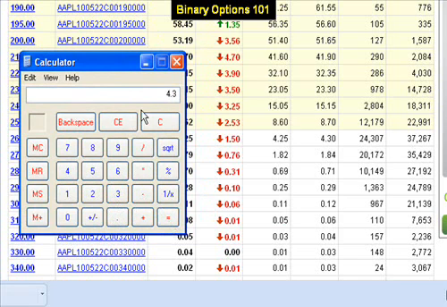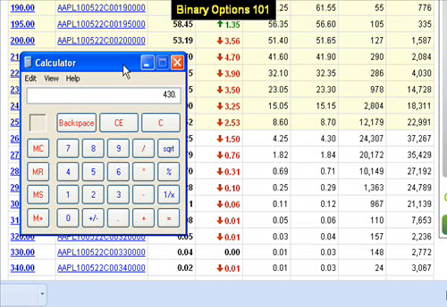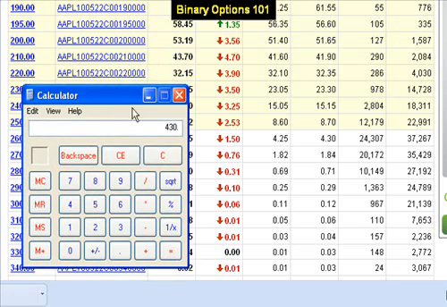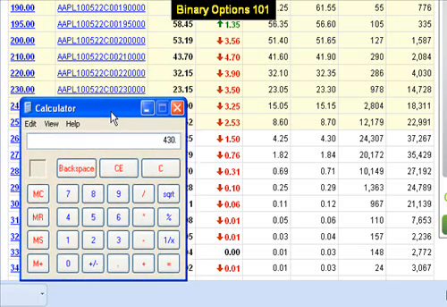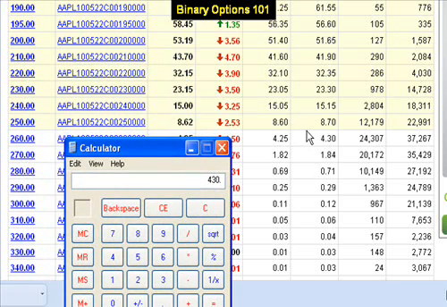Okay, so 4.3. So 430, you make times 100. You make $430 if Apple goes up 10 points. Okay, now, why didn't you make a full $1,000? Well, you will eventually, as we go further into the money.